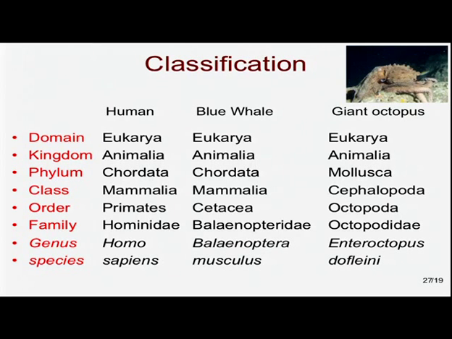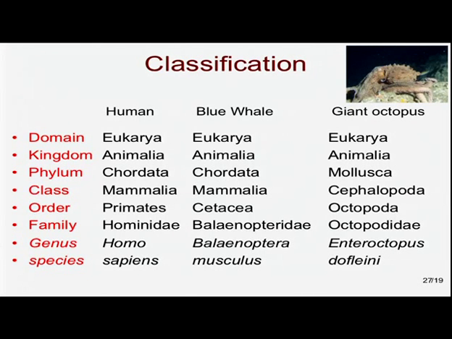Okay, so all of these are in the same domain, right? They're not bacteria. A human being's not a bacteria, a blue whale's not a bacteria, and a giant octopus is not a bacteria. All in the same domain. They're all animals. So the kingdoms are plants, animals, fungus, and some other crazy stuff. Okay, so they're all animals, so they're in the same kingdom. So a human being is more similar to a blue whale than to a tree.